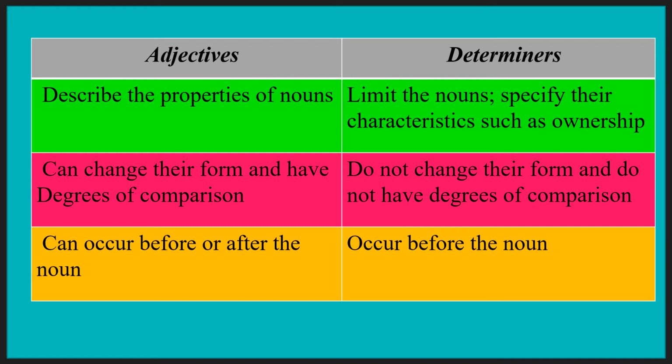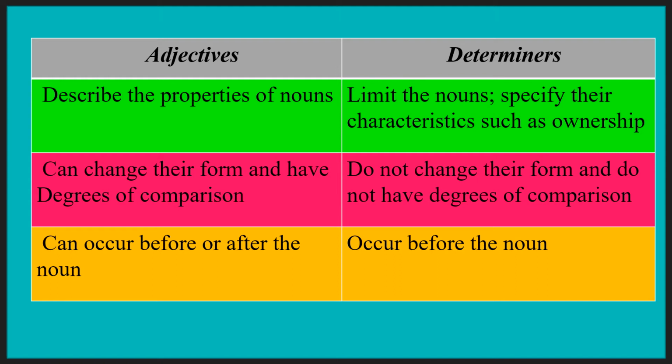Then second point, adjectives can change their form and have degrees of comparison. Adjectives can change their forms, okay, and they have the degrees of comparison. Determiners do not change their form and do not have degrees of comparison. Determiners cannot change their form and do not have degrees of comparison.